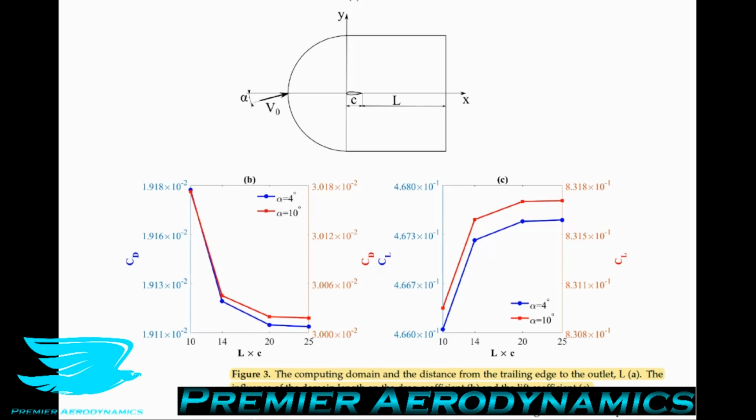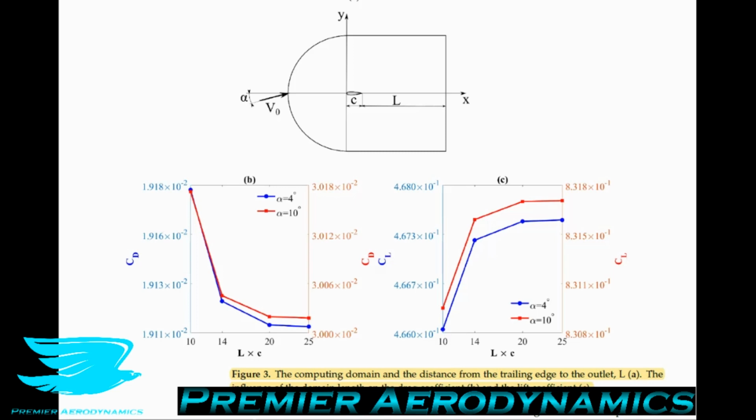For the angle of attack of 4 degrees, the increase in the lift to drag ratio for the case of 14 chords downstream is also only 5.4% compared to when the outlet was 10 chords downstream. A further increase in this length, so how far the outlet is, from 14 chords to 20 chords, causes only an increase in the drag ratio of 0.11%. So in other words, at 14 chords downstream of the trailing edge, the lift and drag coefficients are pretty much independent now. You don't really have to get a bigger domain.